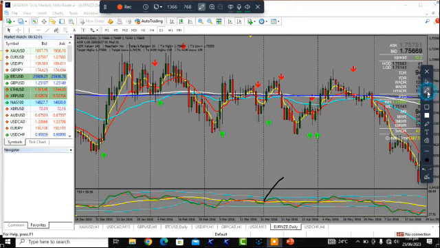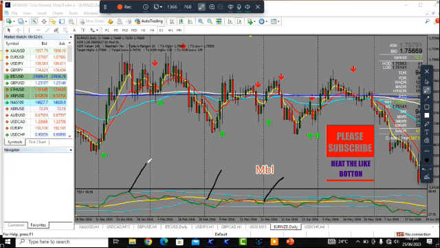and then you have the market baseline. The yellow line is the MBL, that is the market baseline. And then you have the signal line. The green line is the signal line. Look at the green line. This is the signal line.